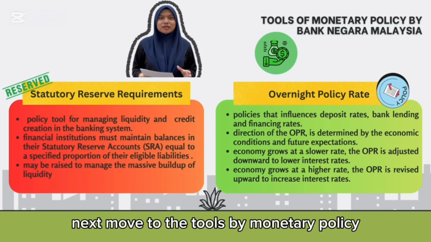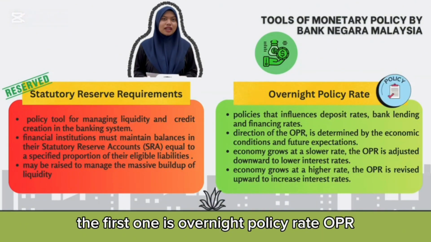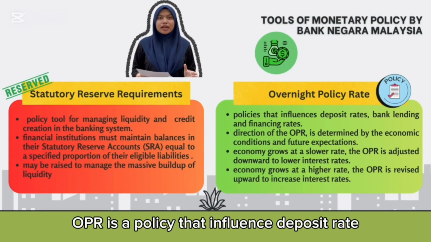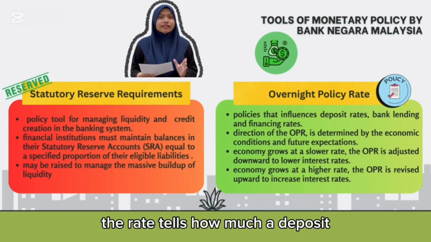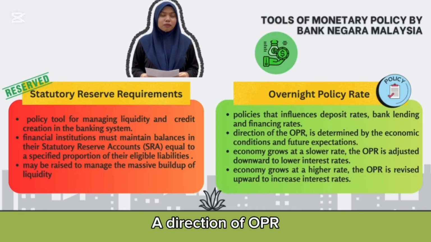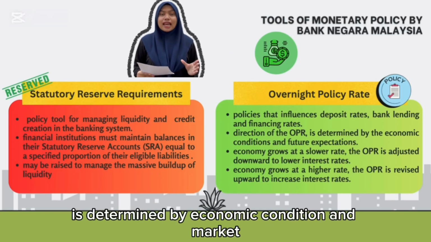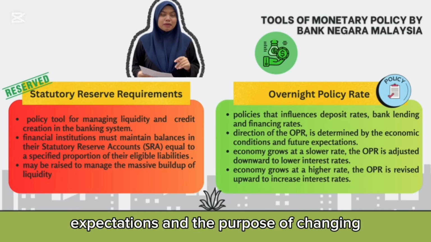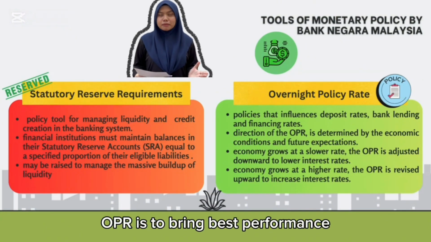Next, we move to the tools of monetary policy. The first one is the Overnight Policy Rate, OPR. OPR is a policy rate that influences deposit rates, bank lending, and financing rates. The rate tells how much a deposit returns or a loan costs in interest. The direction of OPR is determined by economic conditions and market expectations, and the purpose of changing OPR is to bring the best economic performance.